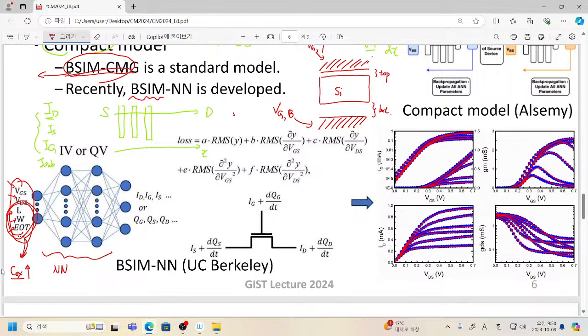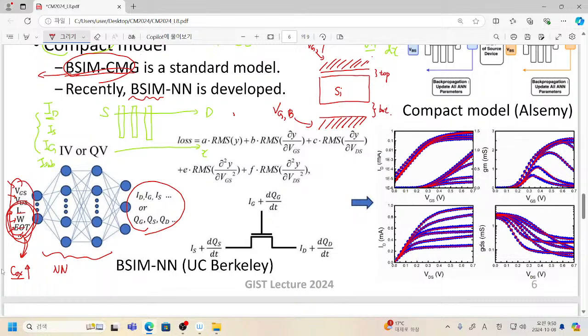However, in the case of a neural network model, they don't care what it means. Just inputs and outputs are provided, and the neural network tries to study or mimic the behavior between input and output ones.